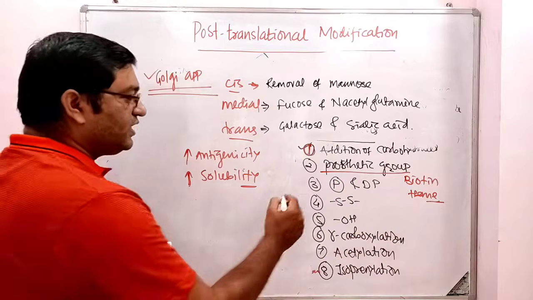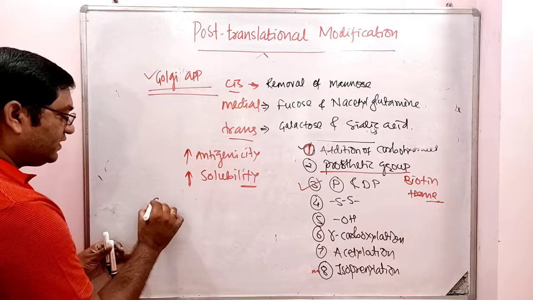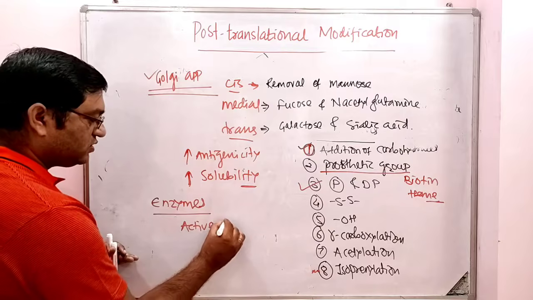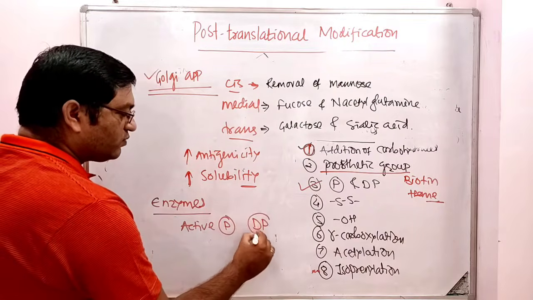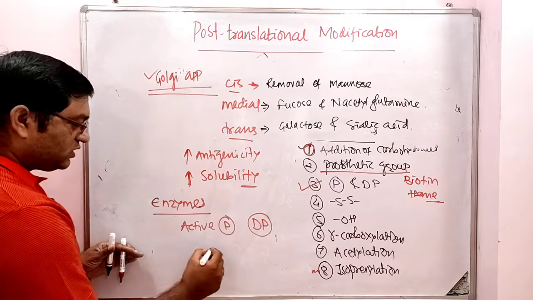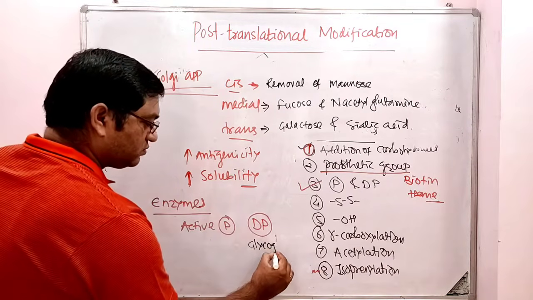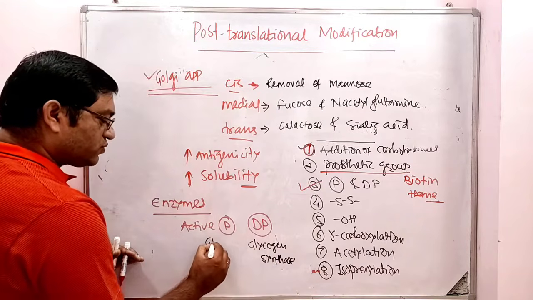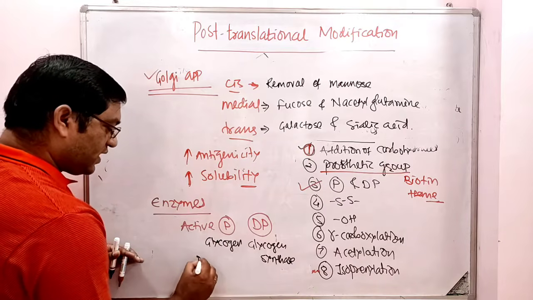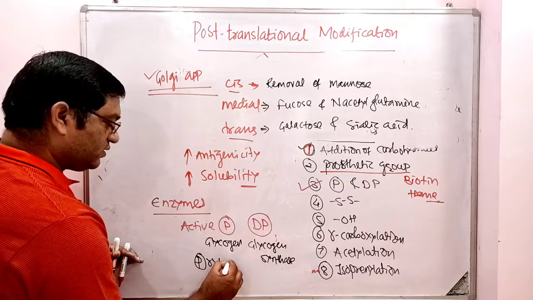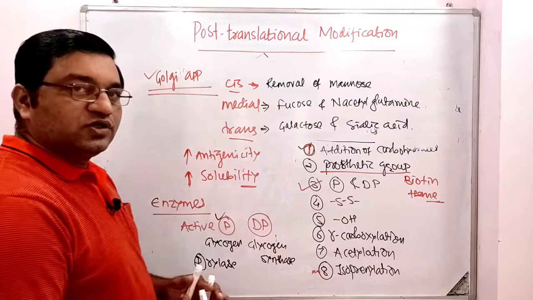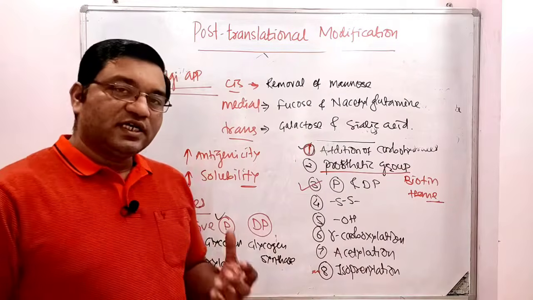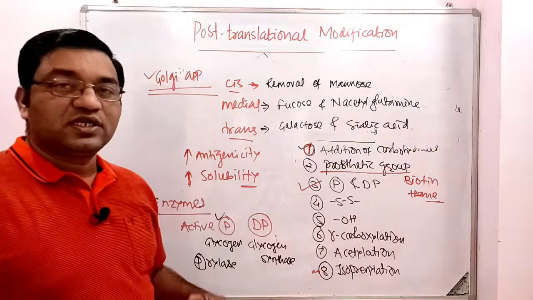Then phosphorylation and dephosphorylation. Some enzymes are activated by the phosphorylation process. Enzymes become active by phosphorylation or by dephosphorylation, removal of the phosphate group. Example is glycogen synthase. Glycogen synthase is activated by the dephosphorylation process, and glycogen phosphorylase is activated by the phosphorylation. So in covalent modification, dephosphorylation and phosphorylation will activate and inactivate certain enzymes. It is one of the post-translational modifications.